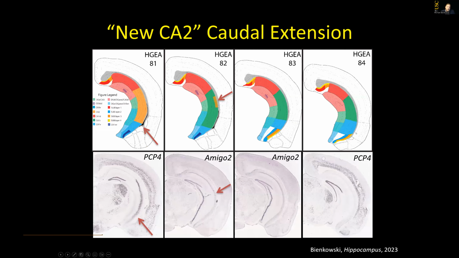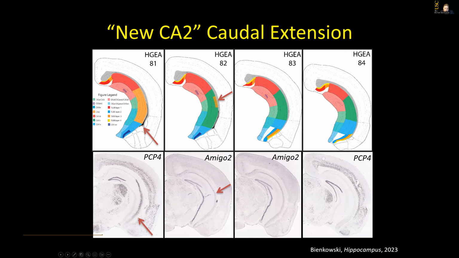If we look, that's the rostral extension. If we look more caudal to the classic level, you have to see the CA2 boundaries shift ventrally, and ultimately come to this level here, which is level 81 in the atlas. And here's where you see the CA2 really kind of dive down ventrally.